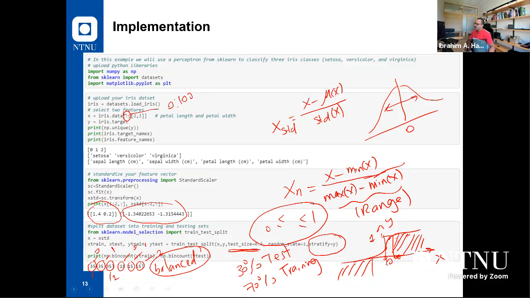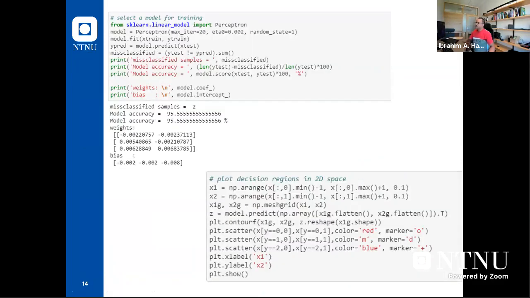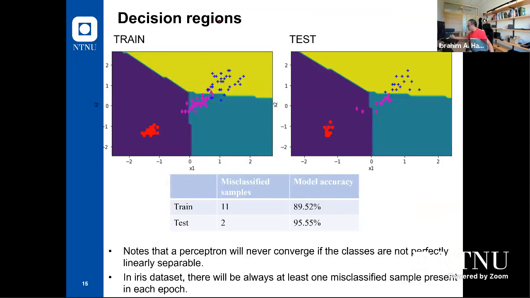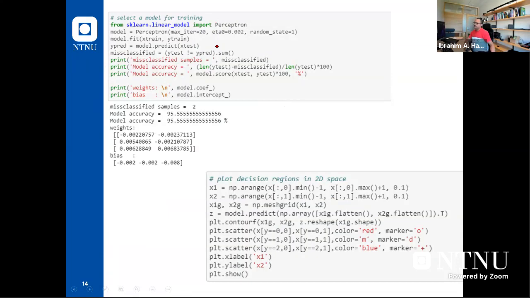So now we just uploaded our data. Now we need to select a model. We will use a perceptron. So I'm selecting here a perceptron, you see? So we are using a perceptron.